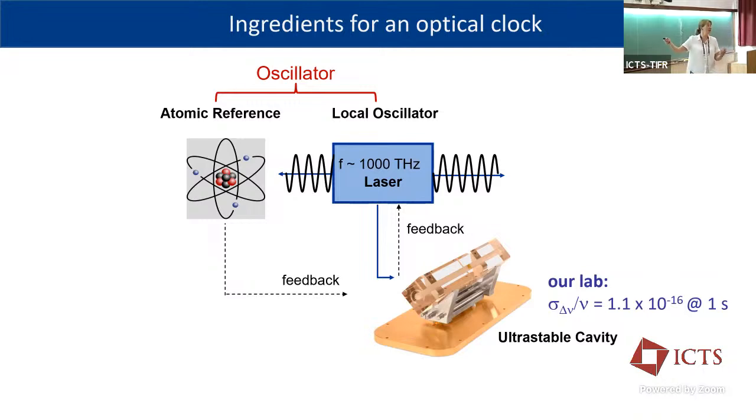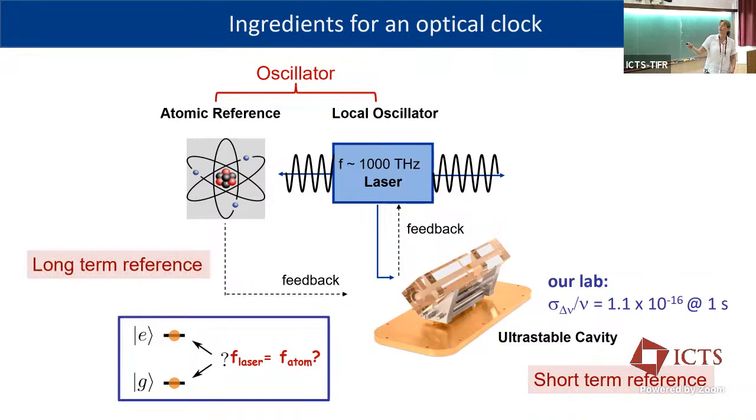Since the laser has intrinsic noise, we have to stabilize it to something like this. This is an ultra-stable cavity made out of ULE, and I will get into the details later. This gives us the short-term stability that enables us to do high precision spectroscopy and resolve very narrow line widths. But since this is a mechanical macroscopic object, it would drift away over time with temperature, pressure fluctuations, vibrations. So we need something else, and this is the atomic reference that gives us the long-term reference.